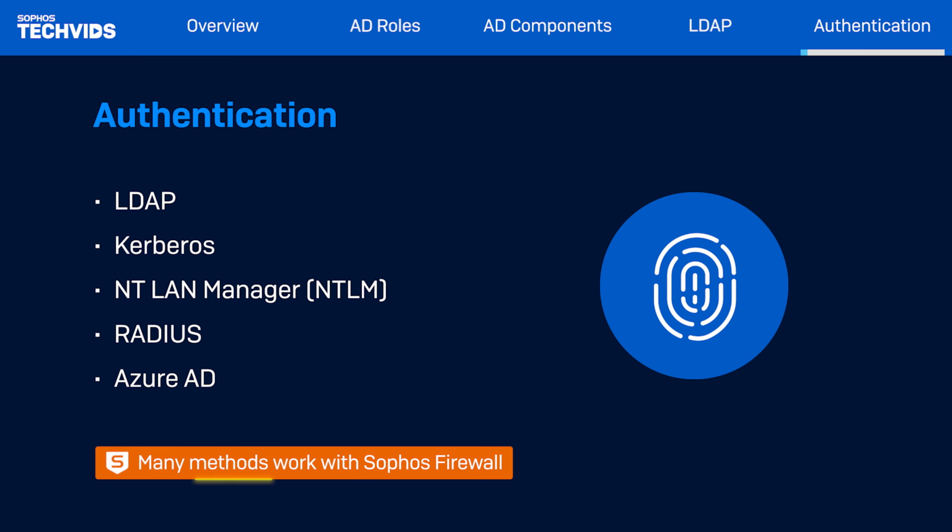Many of these methods work with Sophos Firewall for processes like associating network traffic with user identities. On the endpoint side, federated login allows users to sign into Sophos Central using their Active Directory credentials.